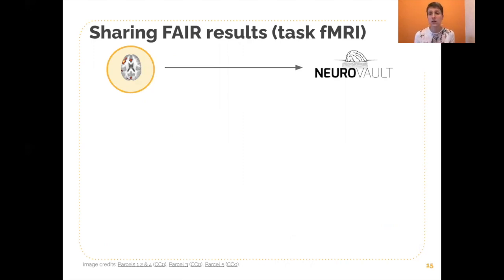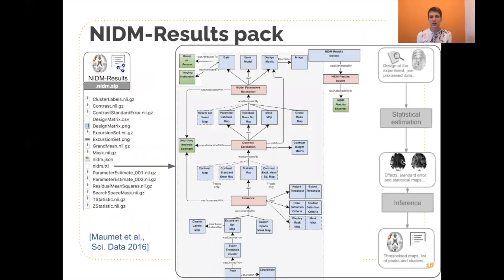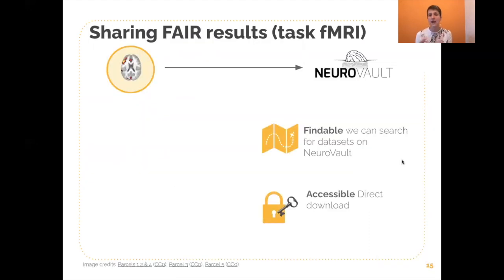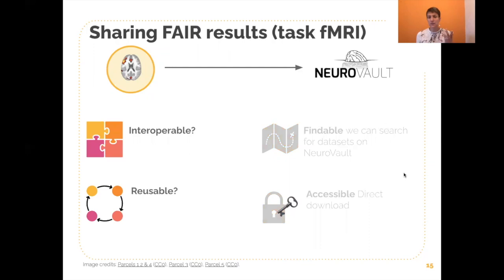For task fMRI, we are lucky to have a repository called Neurovault, where anyone can go and upload their statistic maps, which are the results of an fMRI study. So here we are basically good with findable and accessible. We have this repository where we can search for datasets, and typically datasets are available as direct download. And because often statistic maps are averaged across a group of subjects, it's a bit easier than sharing raw data and having to have a data user agreement to respect the privacy of the participants. So now we can ask ourselves again, do we have a way to make this interoperable and reusable?